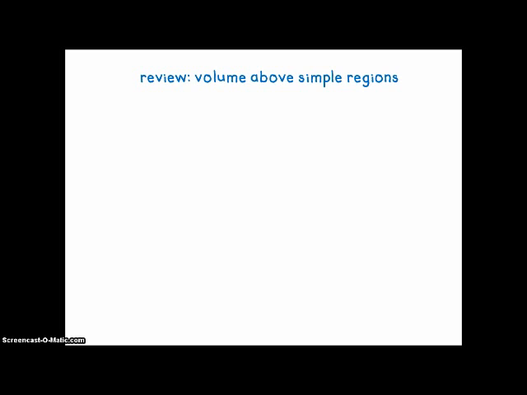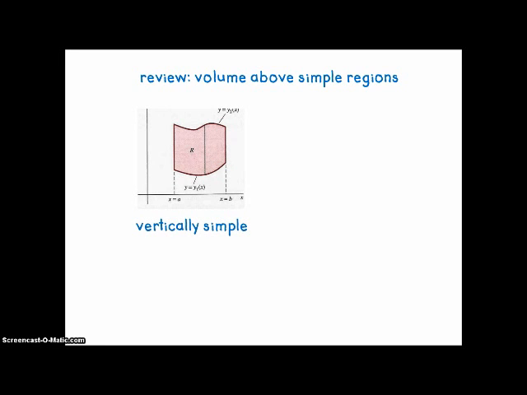Now, remember, we're going to review volume above simple regions that we talked a little bit about in the previous section. This region is called vertically simple because we can always move from the bottom curve to the top curve vertically. And so for our integral, we integrate with respect to y first between those two curves, and then we integrate along the x-axis from a to b, and that will get us the entire volume beneath the function f of xy.